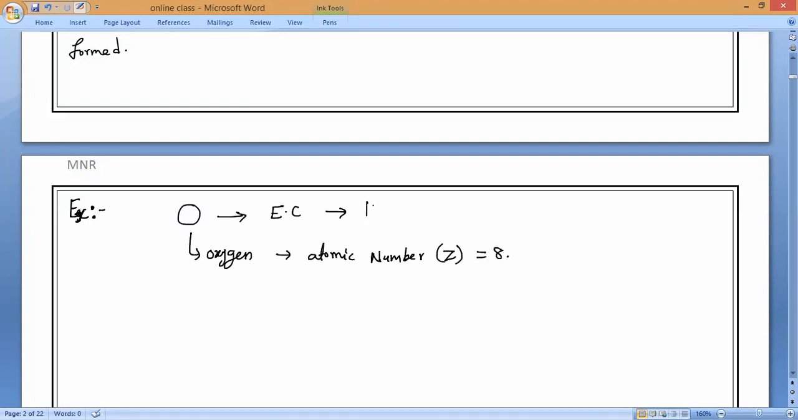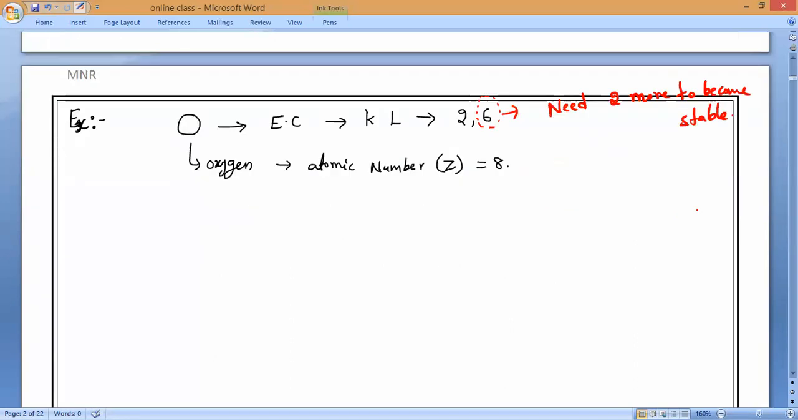So electronic configuration, K and L: 2, 6. What is the valence shell? L. How many electrons are there? 6. It wants electrons to become stable in nature. It needs how many more? Two more electrons to become stable.